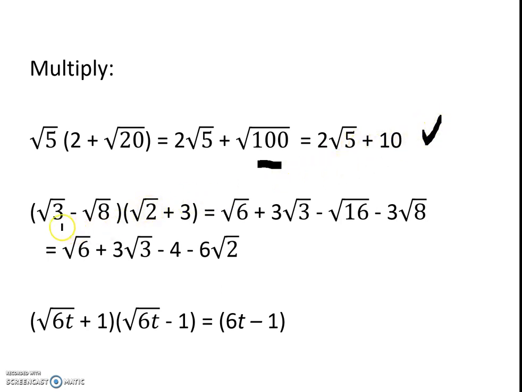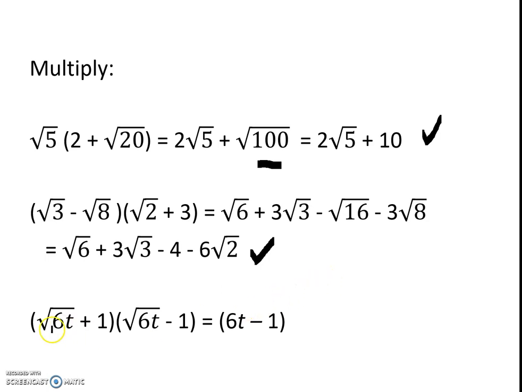Now we're asked to distribute again. The radical 3 times the radical 2 is radical 6, and the radical 3 times 3 is 3 radical 3. Coming down here, a negative radical 8 times the radical 2 is a negative radical 16. And a negative radical 8 times 3 is simply a negative 3 radical 8. Continuing to simplify, we know this radical 16 is 4. So we have the radical 6 plus the radical 3 times 3 minus 4 minus the radical 6 times the radical 2.